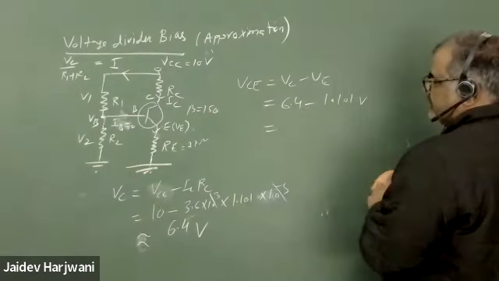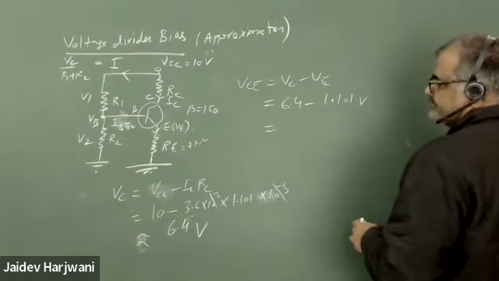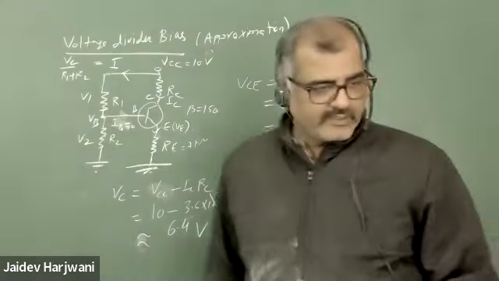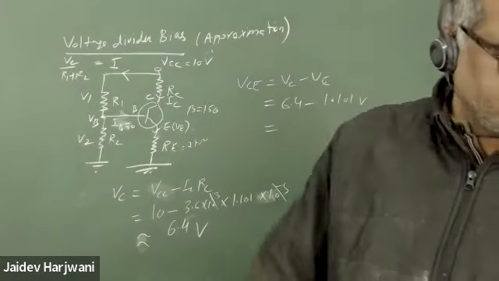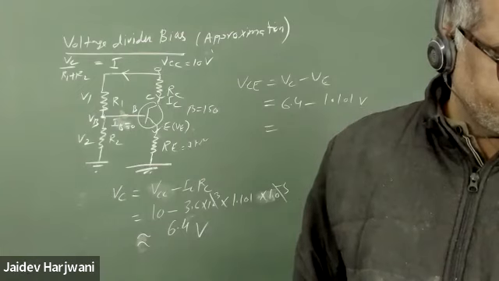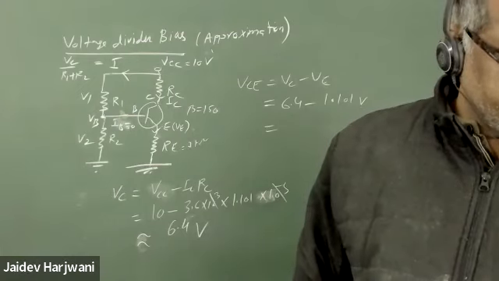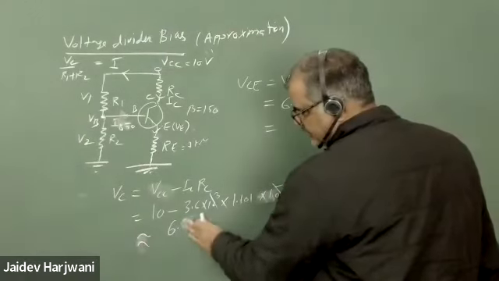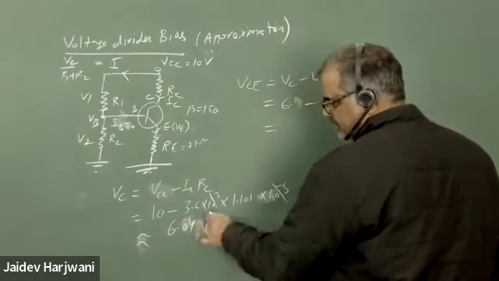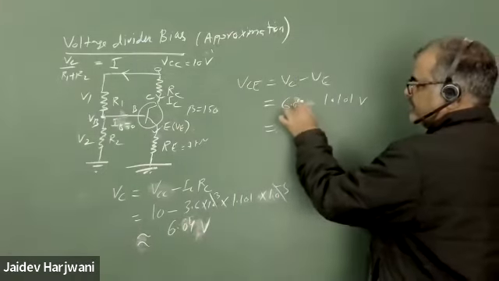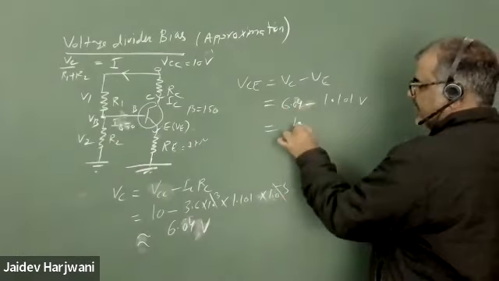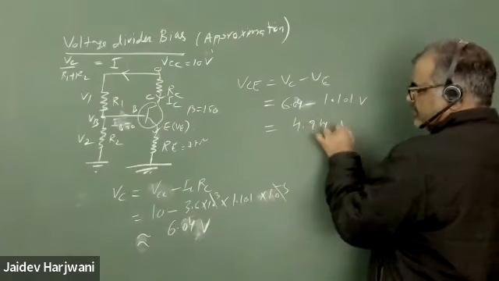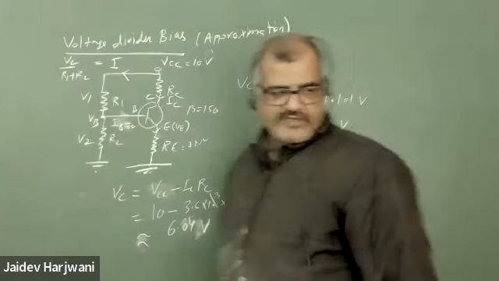How much is it coming, tell me? 5.29, 5.299 is how it's coming. It should be 4.94, 4 point something. This is 6.04, this is not 6. 4.93 volt. So I am taking approximately 4.93 or 4.94 volt. Okay, VCE. So now you have VCE. You know the operating point.